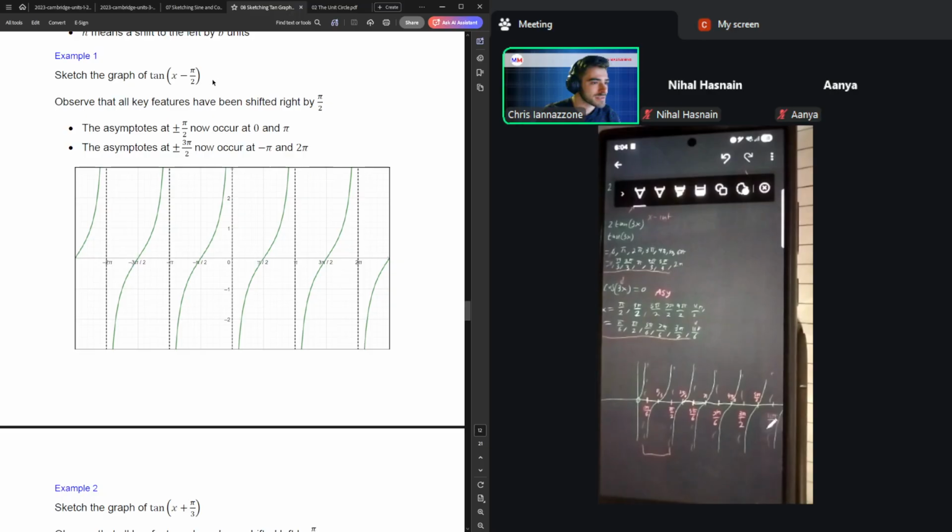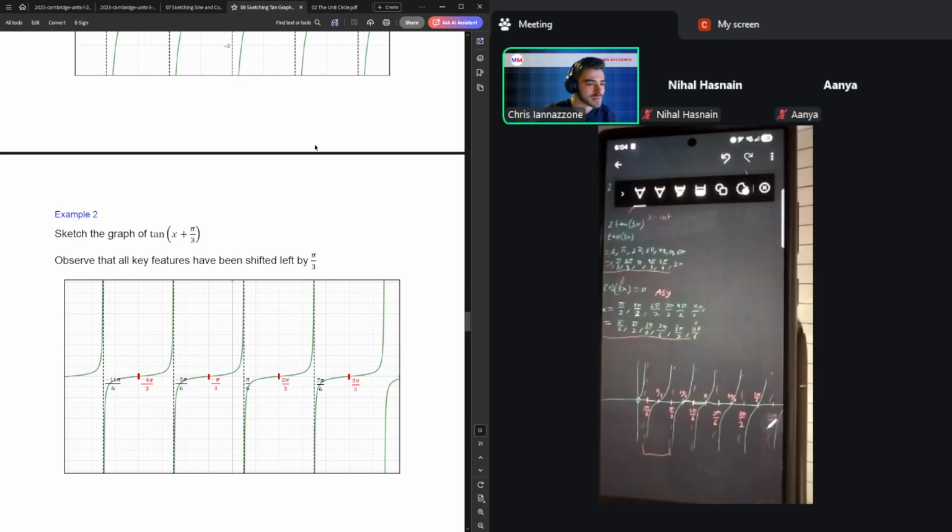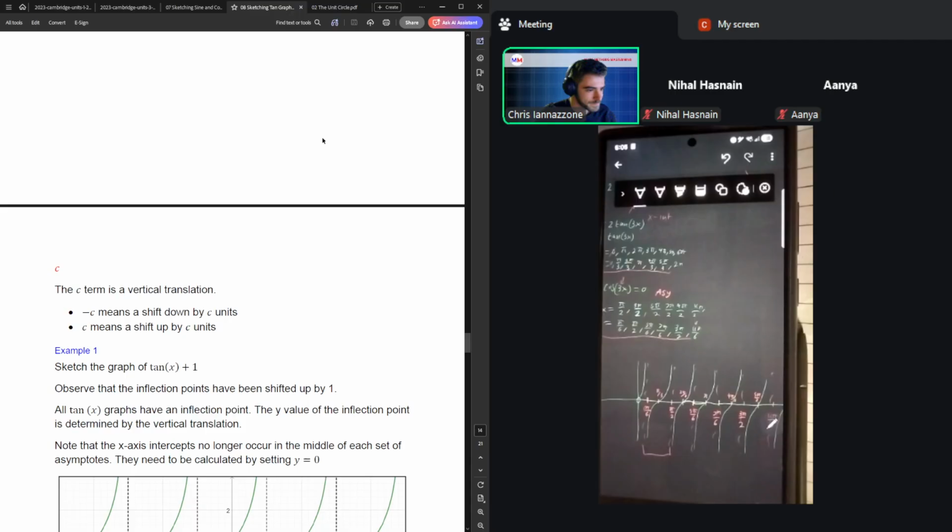You don't really have to think and be like, okay, it's a shift right by pi over 2, so I've got to move everything right pi over 2. Really, you just do the steps and then it just works out as a byproduct of following it correctly.